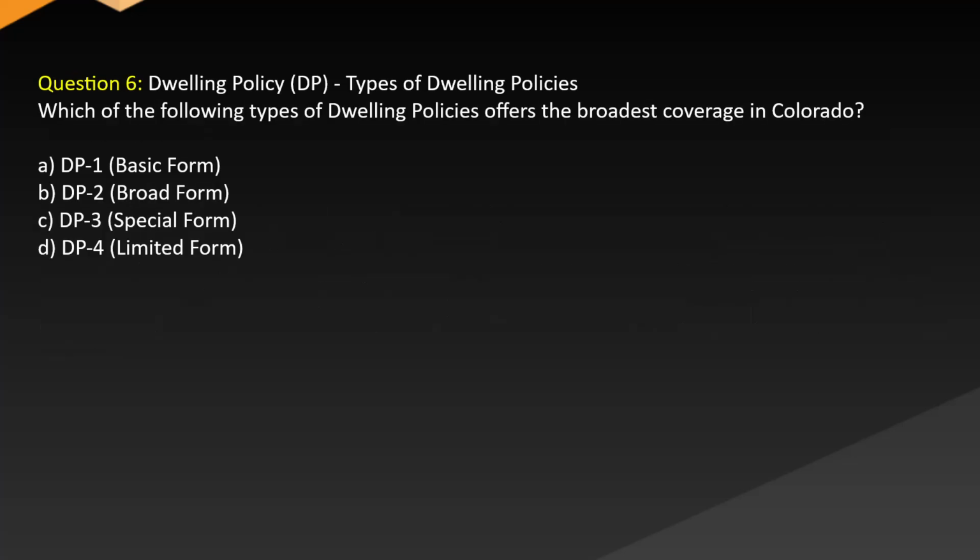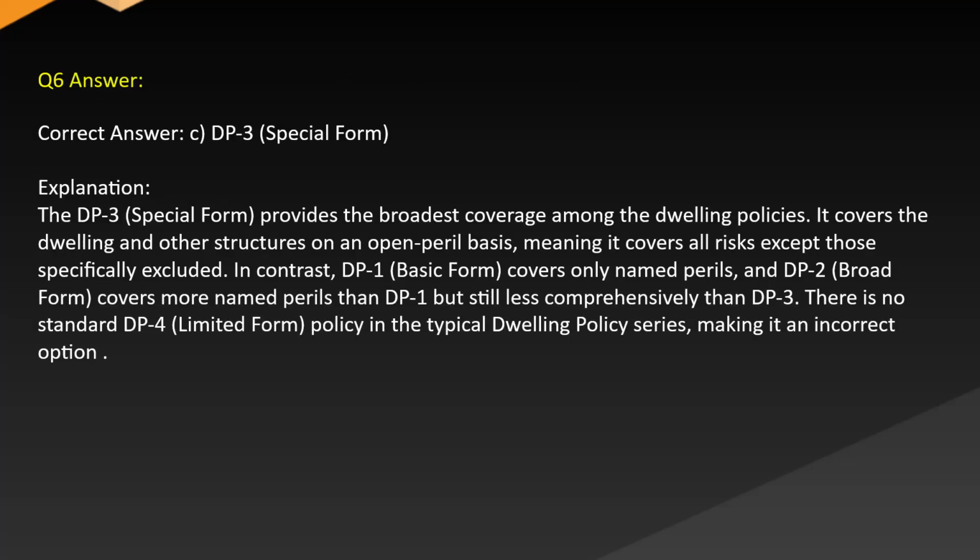Question 6. Dwelling policy DP. Types of dwelling policies. Which of the following types of dwelling policies offers the broadest coverage in Colorado? A. DP-1, basic form. B. DP-2, broad form. C. DP-3, special form. D. DP-4, limited form. Correct answer: C. DP-3, special form.